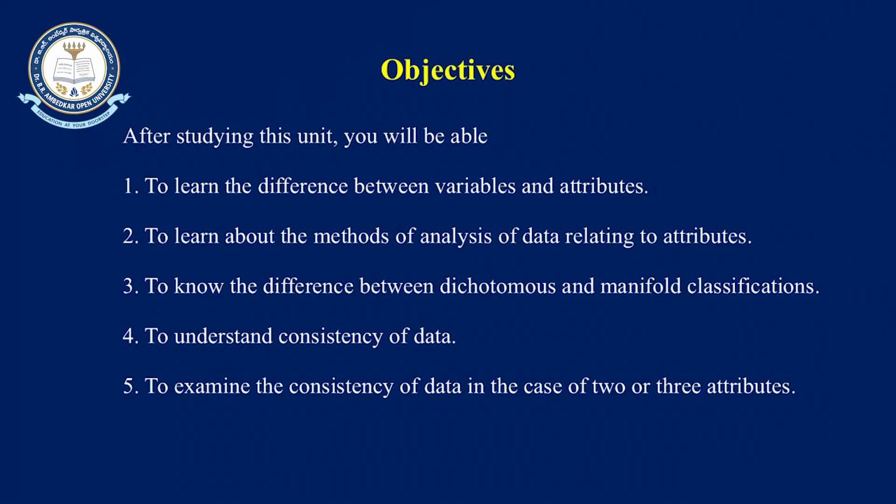Here are the objectives. After studying this unit, we will be able to learn the difference between variables and attributes, learn about the methods of analysis of data relating to attributes, know the difference between dichotomous and manifold classifications, and understand the consistency of the data. We will also examine the consistency of the data in the case of 2 or 3 attributes. These are the objectives we will study today.